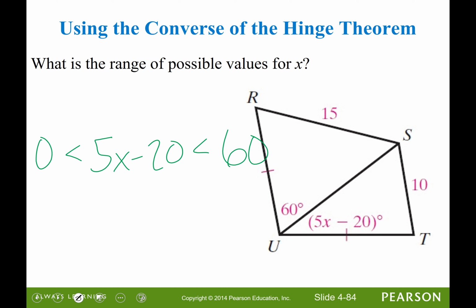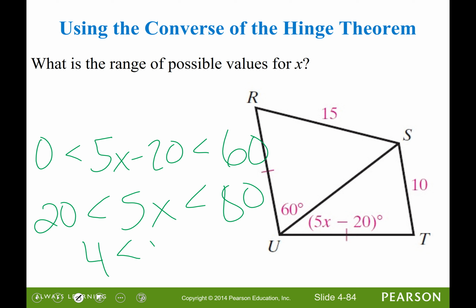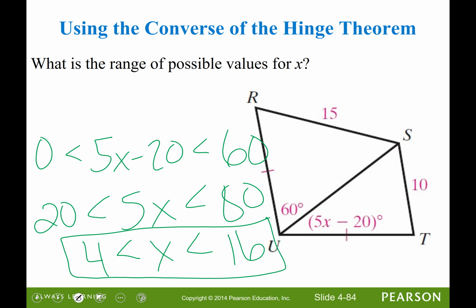Okay, so we would solve for x. It's the 3 parts to your inequality, so add 20 to all 3 parts. 20 is less than 5x, which is less than 80. And then divide all 3 parts by 5. So that's 4 is less than x is less than 80 divided by 5, which is 16. And there we go. We have our range of x. It's got to be between 4 and 16.